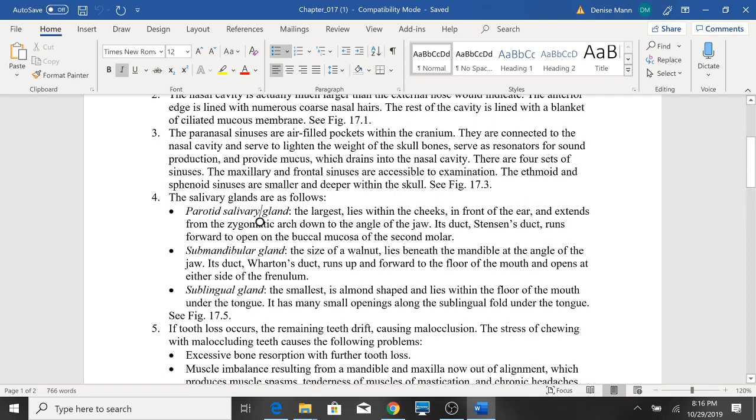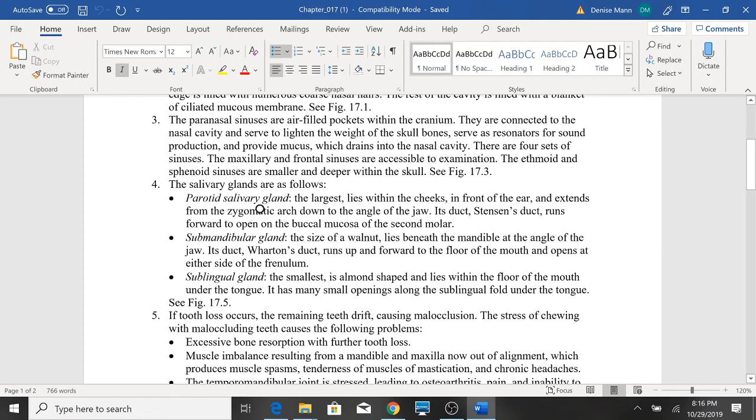Okay, let's talk about the parotid salivary gland. It's the largest, like I said earlier. It lies in the cheeks, in front of the ear, and extends from the zygomatic arch down to the angle of the jaw. Its duct, Stensen's duct, runs forward to open on the buccal mucosa of the second molar.